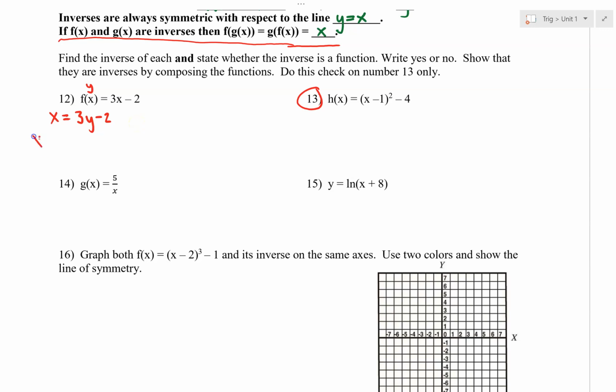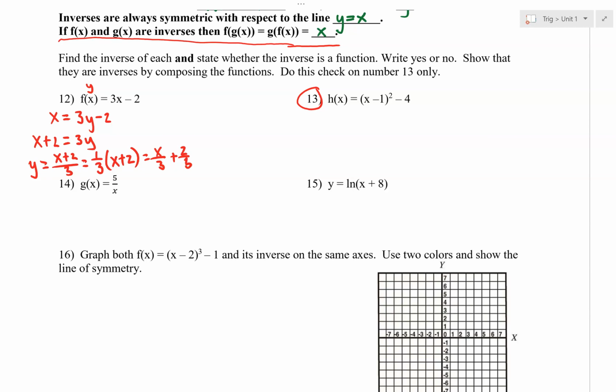Then we're going to solve. x plus 2 is equal to 3y. And now, I want to do this just to make sure we understand it. When I divide by 3, I'm going to get x plus 2 over 3. We could leave it like that, or we could say it is 1/3 of x plus 2, or we could say this is x over 3 plus 2 over 3. They're all the same answers, just different ways of writing it.